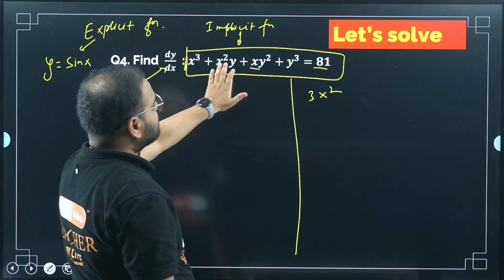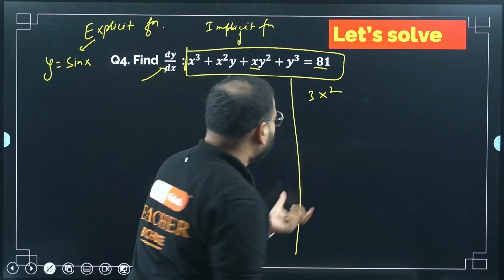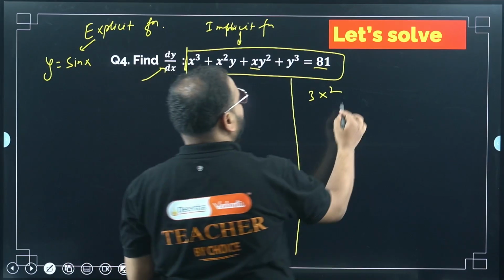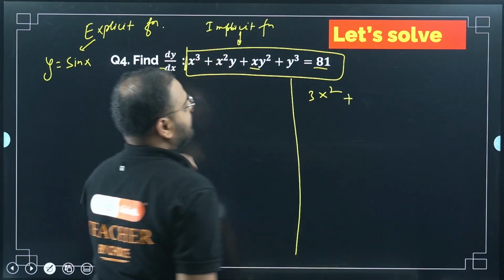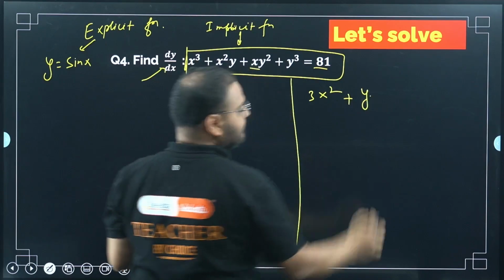Okay, what about this? There is a product here, which means we have to use the product rule. We have to take one function at a time. So how will I go about that? Let's take only x square at a time, and I'll keep y as it is.